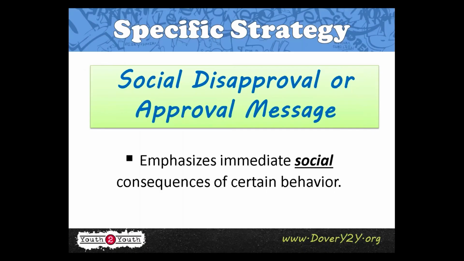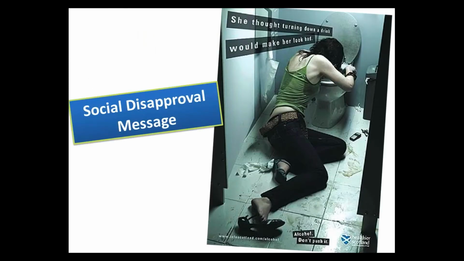So two other strategies you can use are a social disapproval or social approval message. In this type of strategy, you emphasize the social consequences of whatever the behavior is. So first, starting off with social disapproval, this is when you make it seem like this action could put a not so positive light on you and might cause people to look down upon you or to not think very well of you.